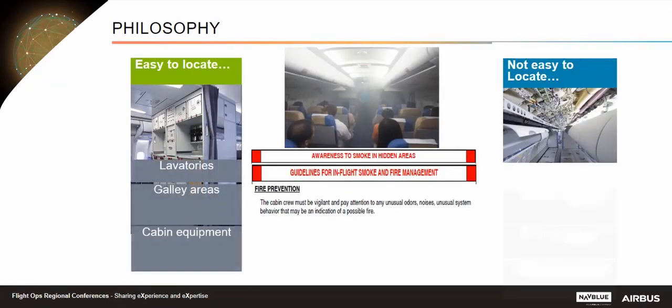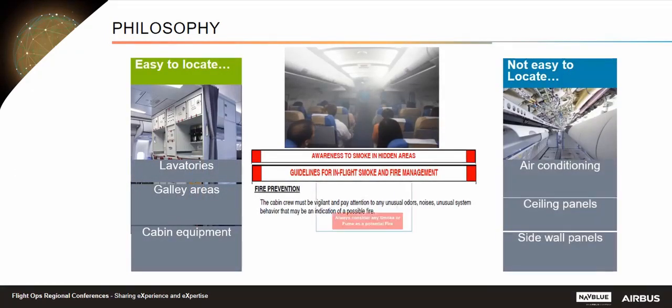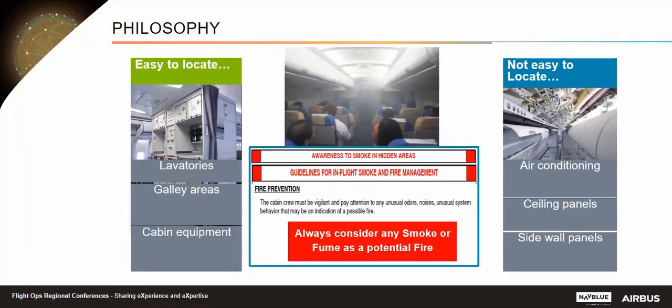A few words for the cabin side to remind you that in the cabin we have 2/3 of the events that are easy to locate because they are monitored by some smoke detectors or because they occur in some areas that are accessible, such as, for example, the EFE boxes or the VCC or the lavatories. But we still have 1/3 of the smoke and fume events that remain difficult to locate, typically events occurring behind the ceiling panel or behind the sidewall panel.